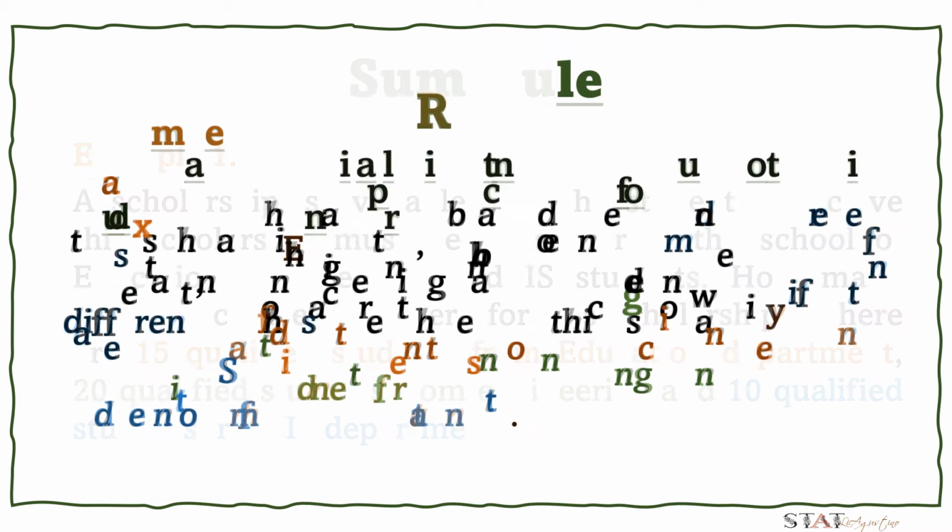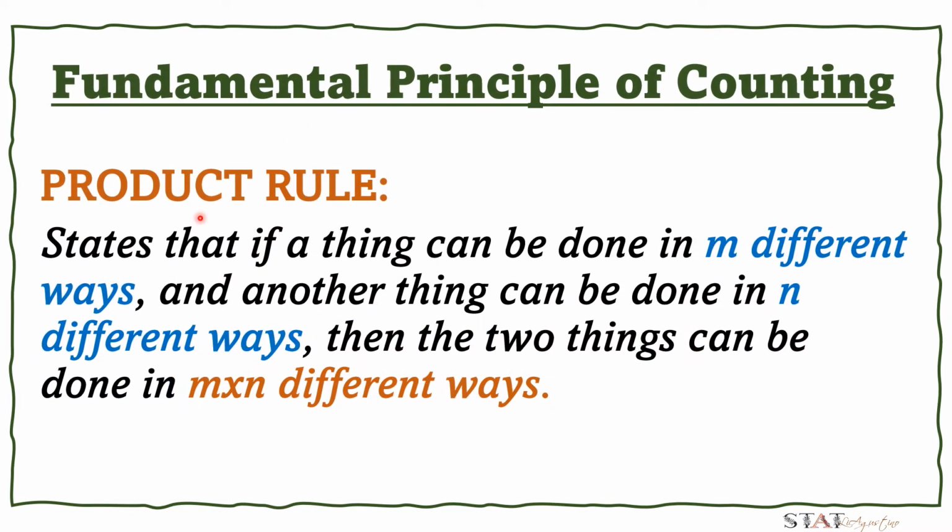Let's proceed to the product rule. It states that if a thing can be done in m different ways and another thing can be done in n different ways, then the two things can be done in m by n different ways, or m times n different ways.